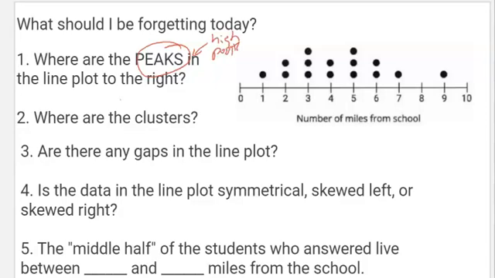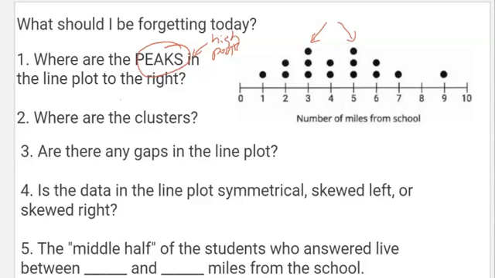And this one has 2. I would say there are peaks there and there. Sort of like the modes, right? I think we said yesterday, most people, I should say, live 3 and 5 miles from school. We would call those peaks in the line plot because lots of people live at those certain ones.